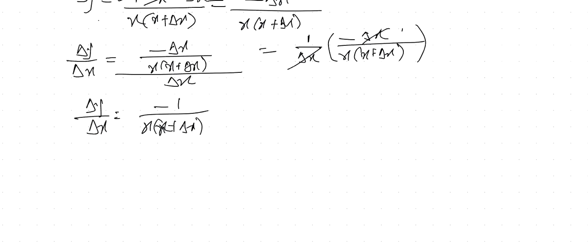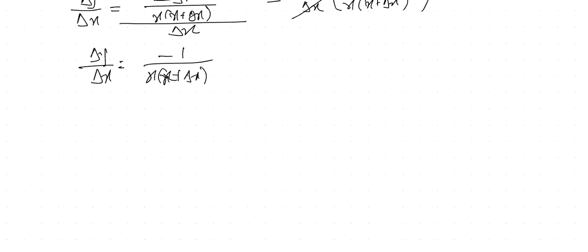At this point, we'll just take the limit. Taking the limit of both sides as change in x approaches 0, the limit of change in y over change in x as change in x approaches 0 is equal to minus 1, the limit, let's put it there.